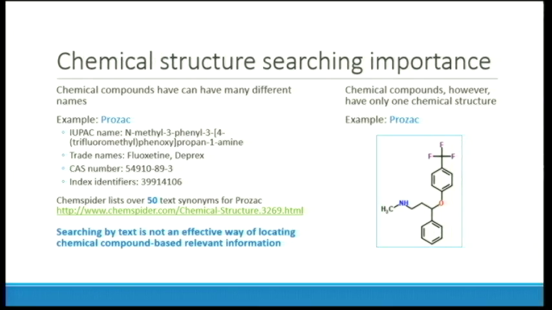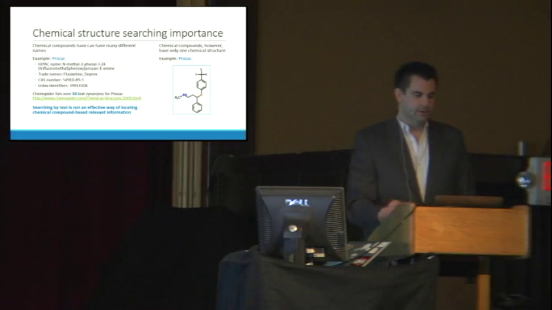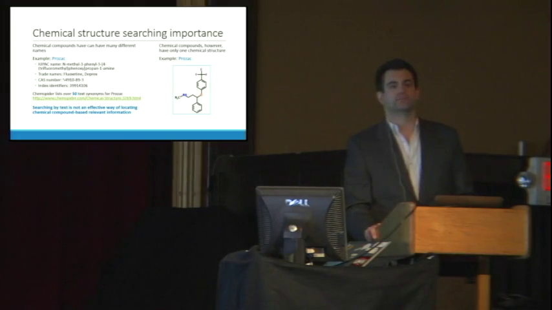So the bottom line is that if you're looking for information on a particular chemical compound, searching by text is not a good way of getting the full result set, because you just have so many synonyms. In contrast, each chemical has a single chemical structure, and you can see here the one for Prozac.